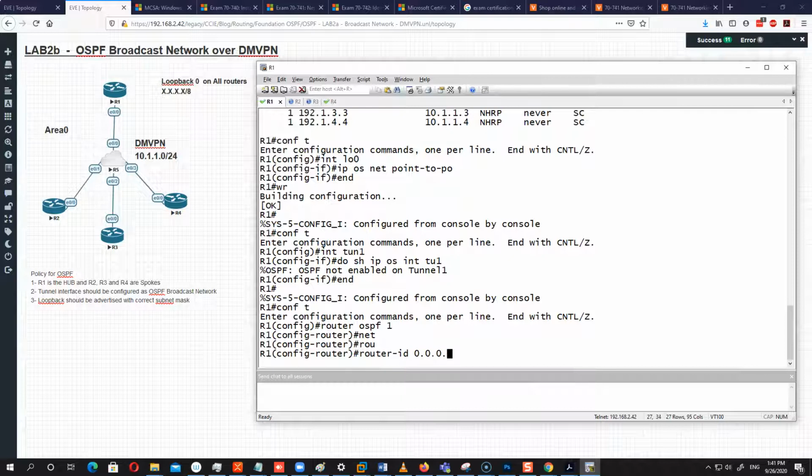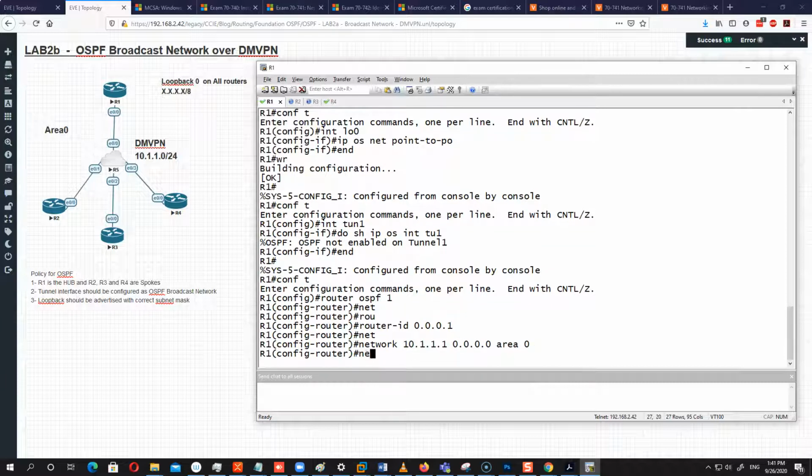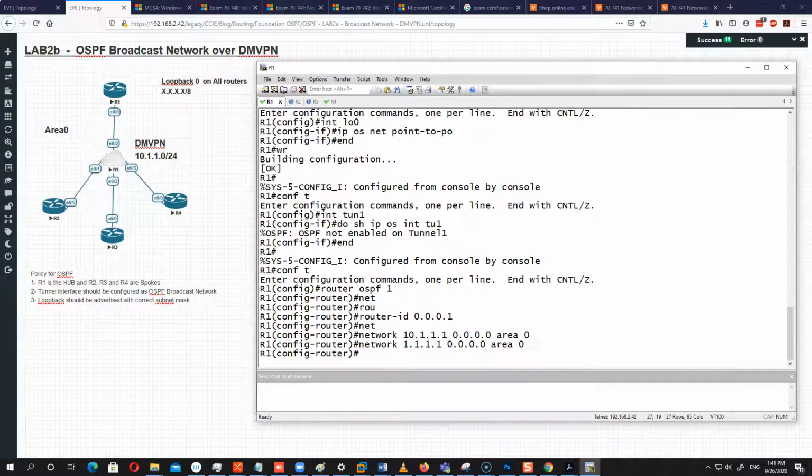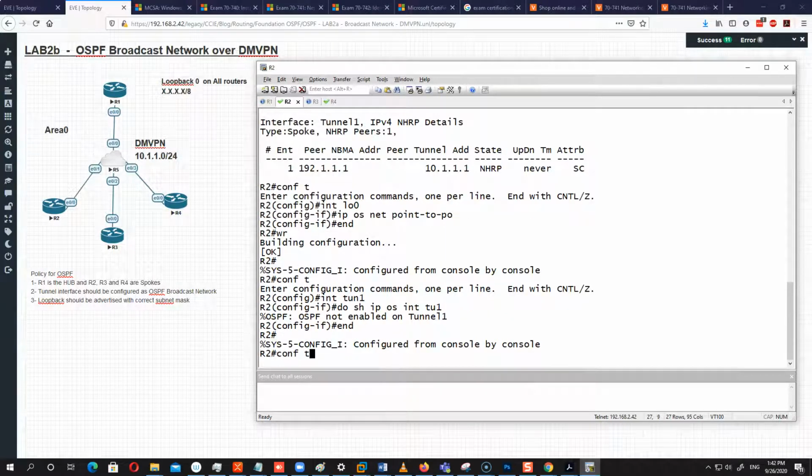Router ID is going to be 1. For networks, we have 3 networks, right? So we're going to run 10.1.1.1 in area 0, and then we are going to run 1.1.1.1 in area 0, and that's it, right? So we have a tunnel, and we have our loopback. Let's do the same here.